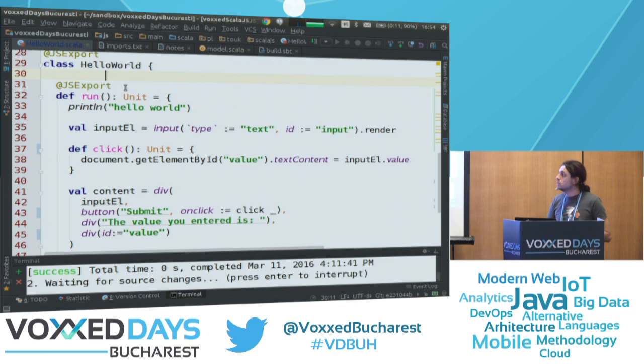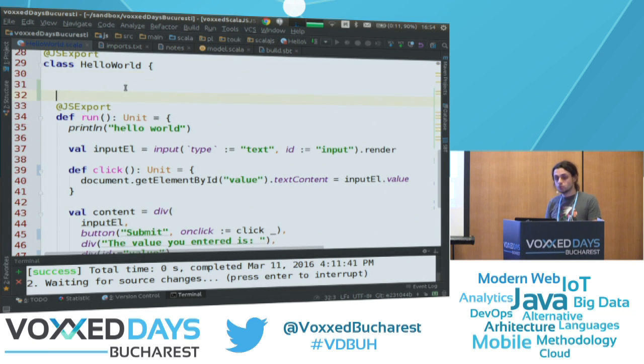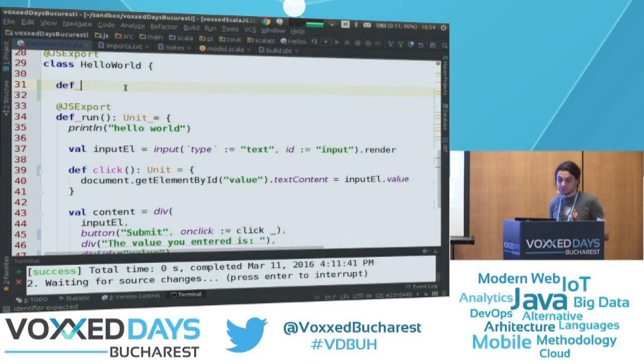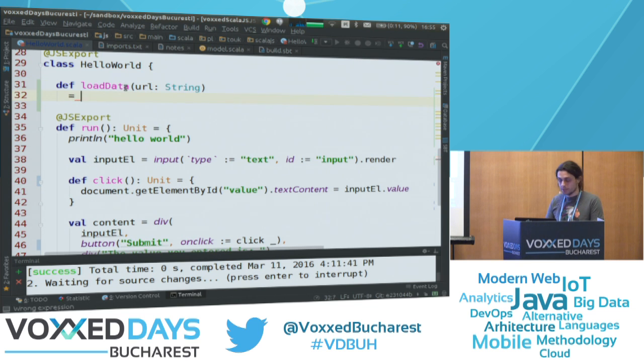So what do we want to do? Now we want to invoke some AJAX functions, right? We cannot have a web application without invoking external services. So we'll see how Scala.js does this and how it employs common Scala patterns. We'll make a function, load data, with a URL, and we'll see where we end up.